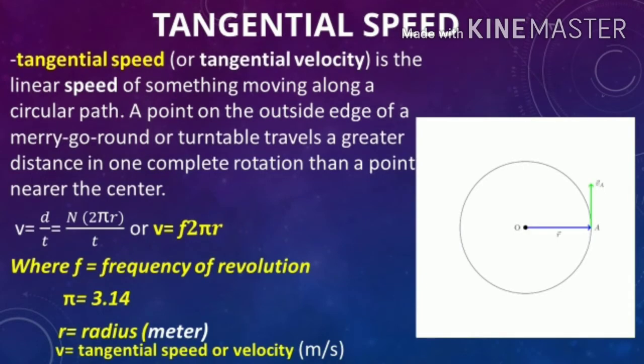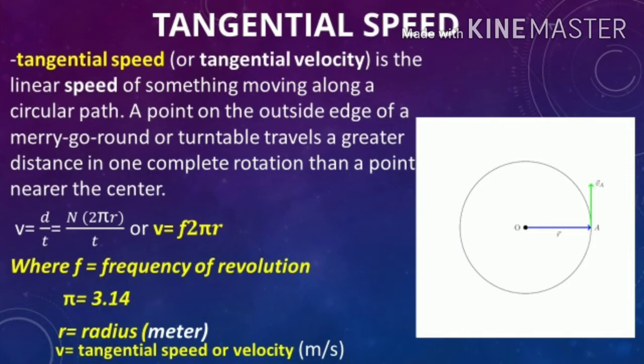Tangential speed or tangential velocity is the linear speed of something moving along the circular path. A point outside the edge of a merry-go-round or turntable travels a greater distance in one complete rotation than a point nearer the center. Remember, if you cut the string while it is moving in a circle, it will fly away. Tangential speed is the speed of the object which flew away.